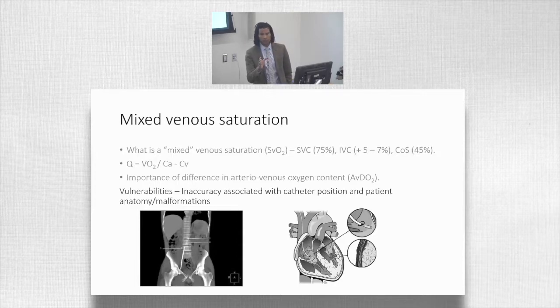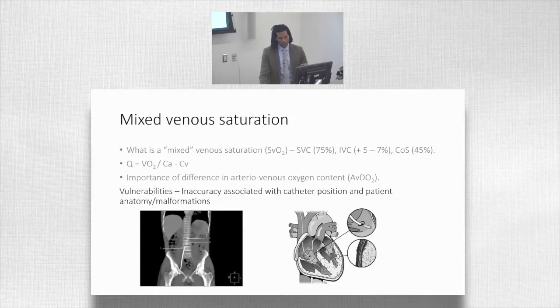Again, a simple but obvious point: the AVO2 difference is more important than the absolute mixed venous saturation as a number. If you have a patient with 100% arterial saturation and a mixed venous saturation of 40, that's a different clinical problem than a patient with the same mixed venous saturation and an arterial saturation of 60. So in patients who have abnormal circulations, you're interested in the AVO2 difference to make a determination about what that indicates about the cardiac output.